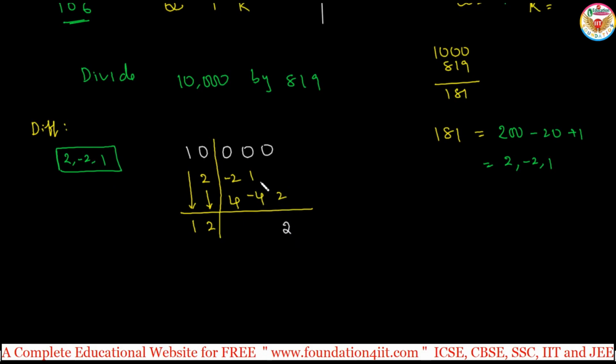So 2 as it is. 1 minus 3. 1 minus 4. No, minus 3. Minus 2 plus 4 is 2. So 2, minus 3, 2 we got. Now this is nothing but 200 minus 30 plus 2. 200 minus 30 is 170 plus 2, 172. Again, recalculating in case we get a negative in here. So 172 is the remainder, 12 is the quotient.